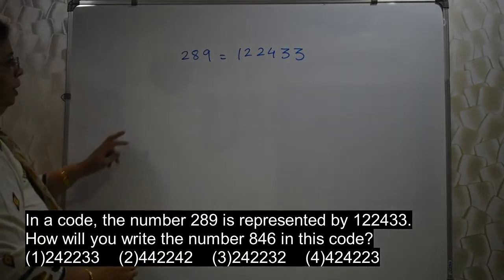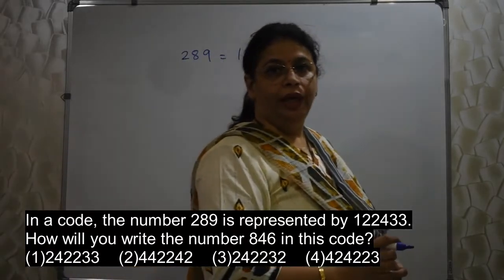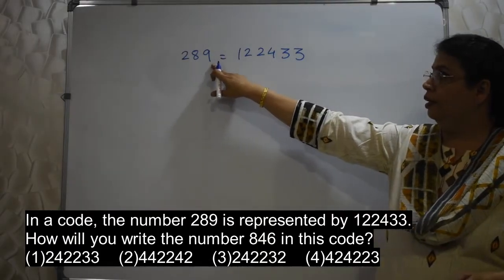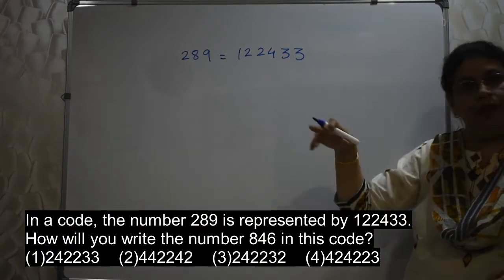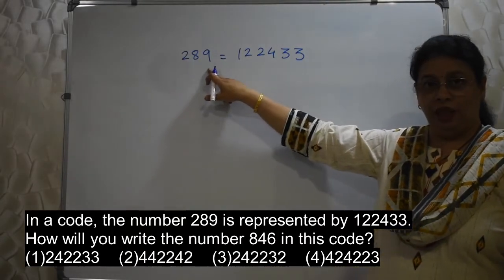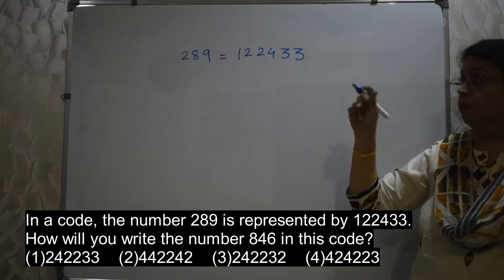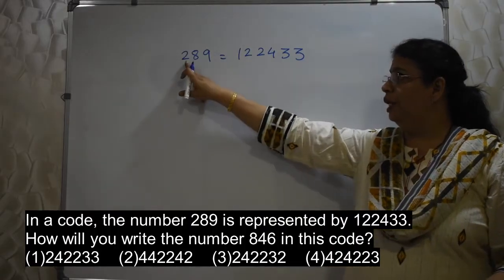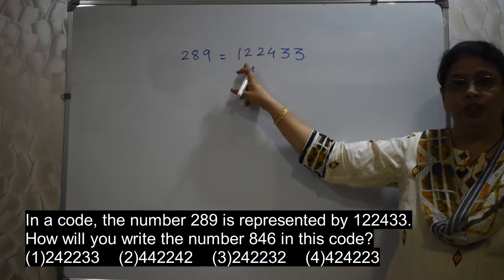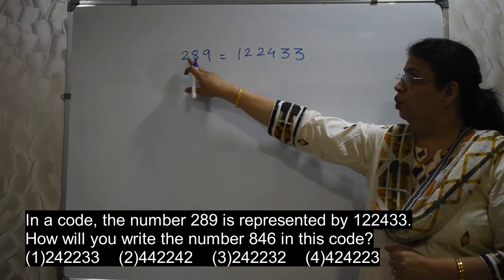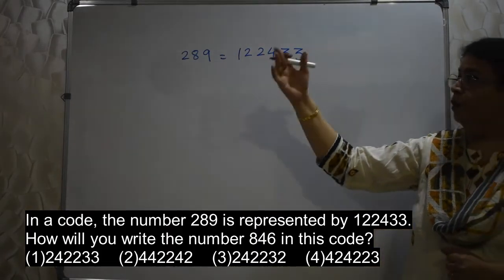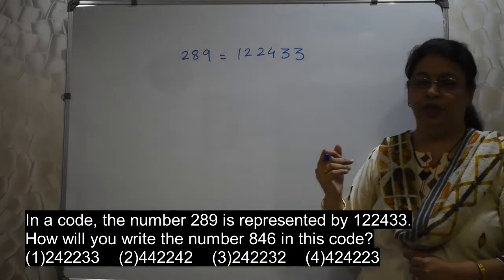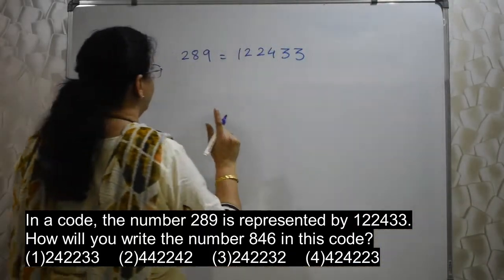What have they given us? They have given this. 289 is equal to 222433. See here there are digits and code language में भी digits ही है. पहले 3 थे, 3 digits. Now we have 6 digits. So there is a probability or possibility that for each digit they have used 2 digits in the code language. 2 and here 1 2. So how must have they converted this 2 into this 1 2? There has to be something, right? So what is that something? That we need to find out.